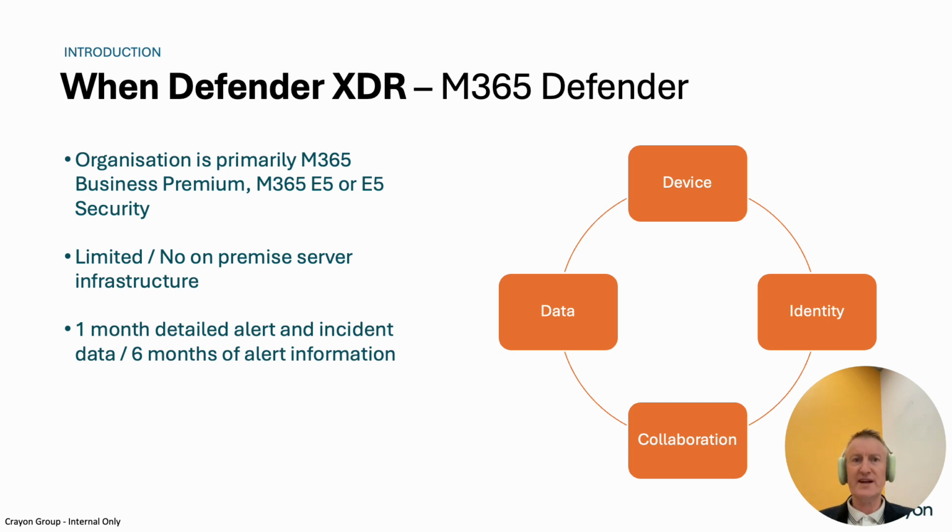And you really are only looking to be able to go back 1 month for detailed data and then 6 months for alert information. And realistically, for many small to mid-sized businesses, this is probably going to be enough, especially where the identity is the primary or the perimeter in that organization, such as orgs that are cloud first, devices aren't domain joined. They tend to be working with Entra ID, Intune, and cloud platforms first.